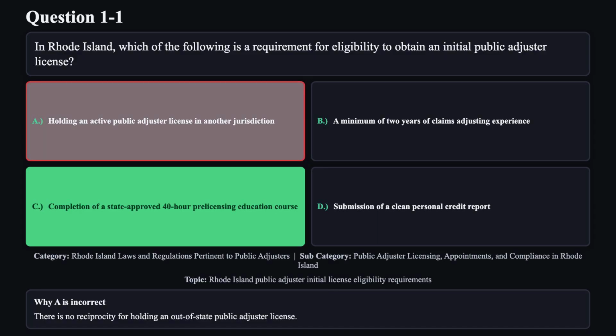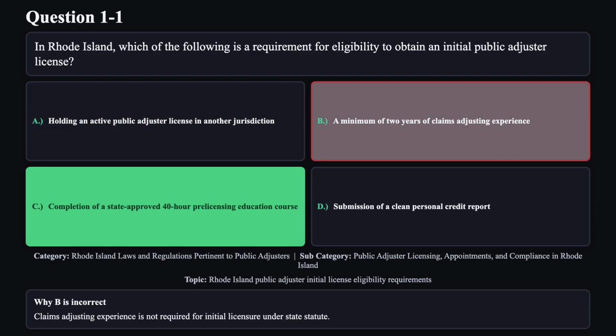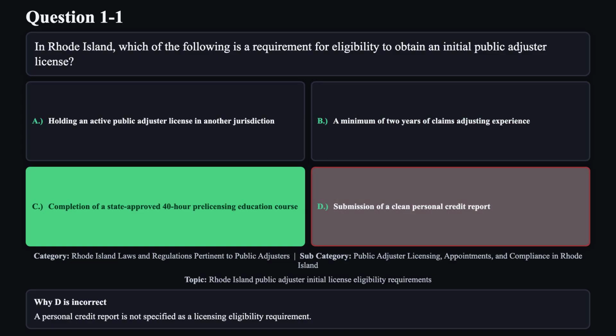Reason A is not correct. There is no reciprocity for holding an out-of-state public adjuster license. Reason B is not correct. Claims adjusting experience is not required for initial licensure under state statute. Reason D is not correct. A personal credit report is not specified as a licensing eligibility requirement.